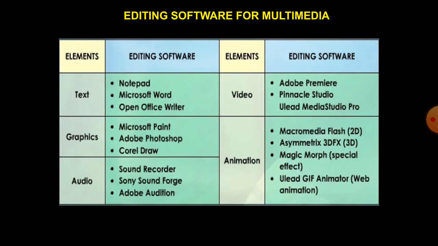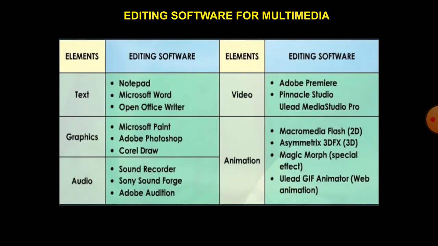And next is the animation. For this animation we have GIF Animator, which we can also call a web animator. For special effects there is Magic Morph. Another one is Asymptotics. Macromedia Flash is also one of these softwares, which is the 2D software we have. These are the different editing softwares for the animation element.